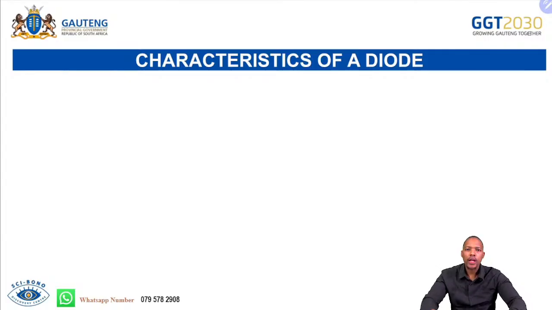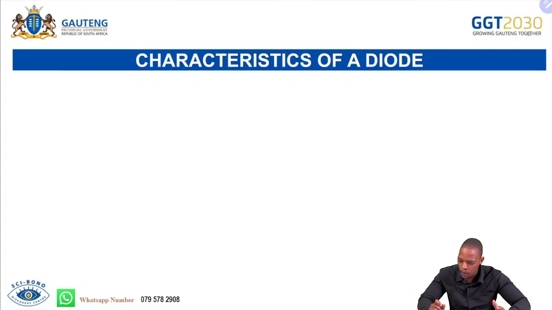Right. Now, I want us to look at something that can summarize everything that we have done for the day, and this is what we call the characteristics of a diode. So what is the characteristics of a diode? This is a graph that is used to summarize everything that we've spoken about, specifically the PN junction diode, because there are a lot of types of diodes out there, but we talk of the PN junction diode, the simple diode that is formed by a PN junction.